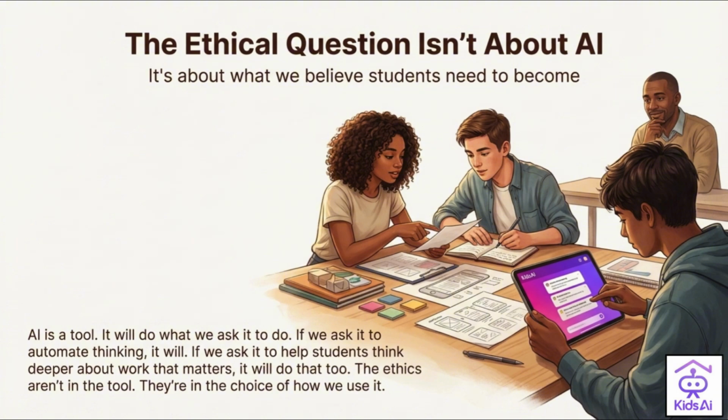The real issue is that we designed education for compliance in the first place. You can't solve the AI ethics problem without first addressing the system's design. The question you ask determines what AI becomes. AI is a tool, it will do what we ask it to do. If we ask it to automate thinking, it will. If we ask it to help students think deeper about work that matters, it will do that too. The ethics aren't in the tool, they're in the choice of how we use it, to use it with purpose.